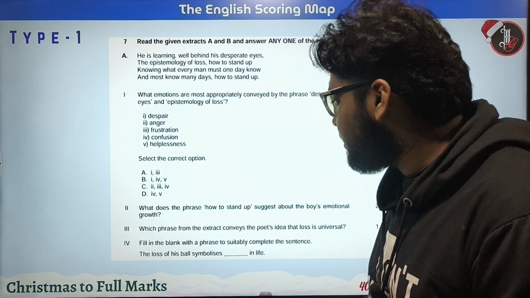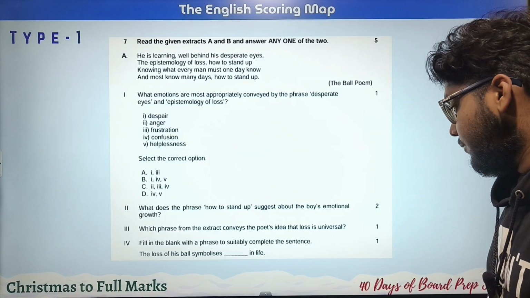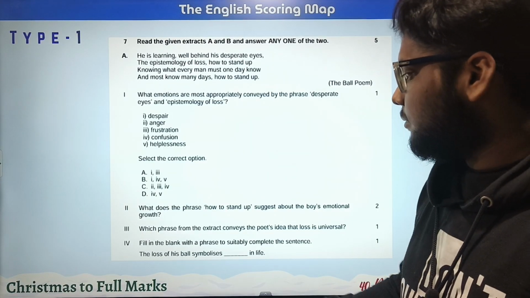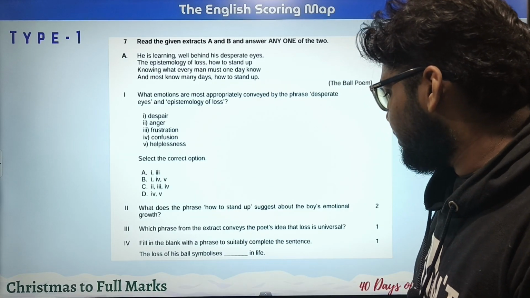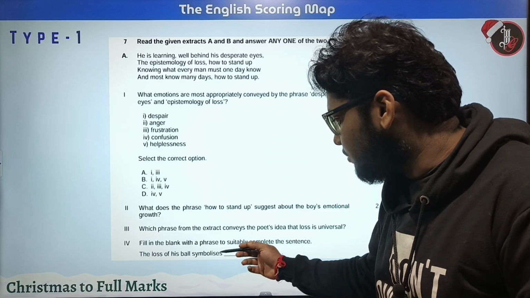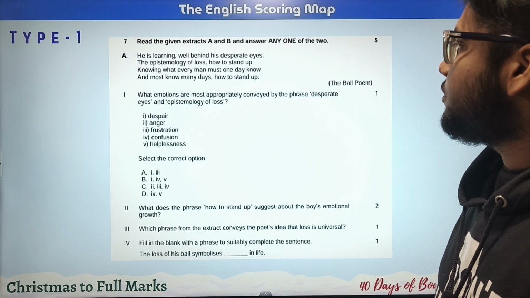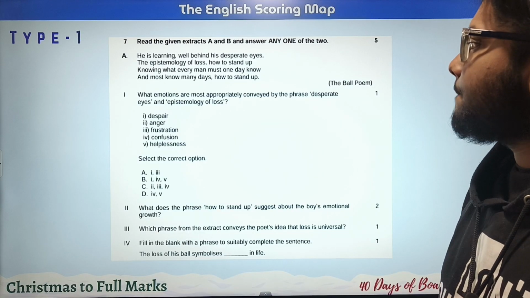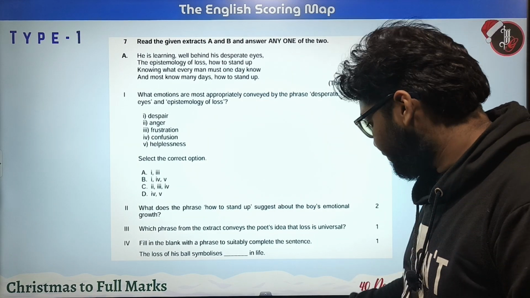Next one: which phrase from the extract conveys the poet's idea that loss is universal, for 1 mark? And last is the fill in the blanks. Fill in the blank with the phrase to suitably complete the sentence. You have to complete the whole sentence: the loss of his ball symbolizes dash in life. Okay, so this is the thing. Now let's move on to the next slide.